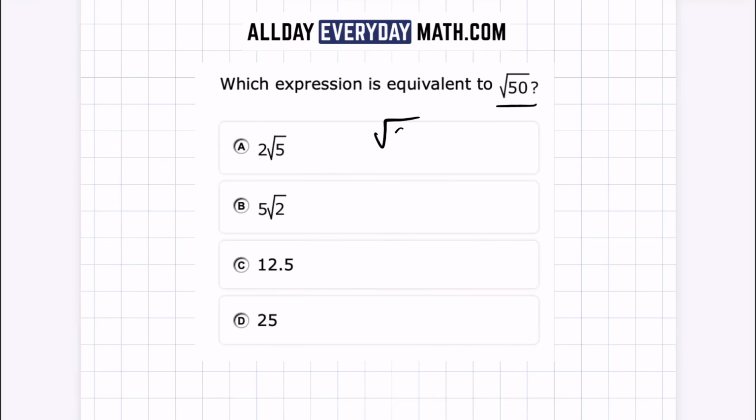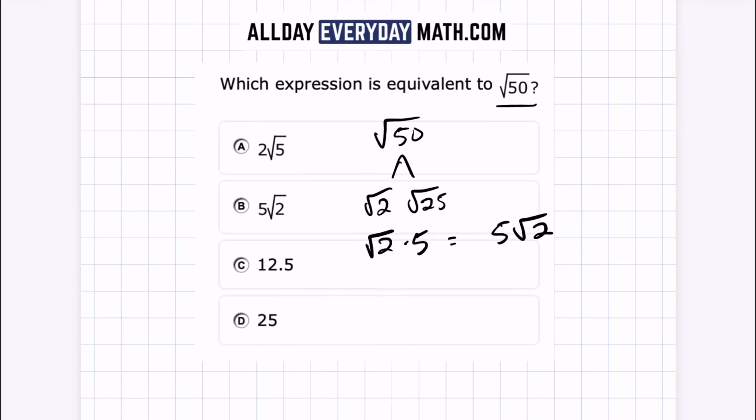So the square root of 50 can be rewritten as the square root of 2 times the square root of 25, because 2 times 25 is 50. So we can't simplify the square root of 2, but we can simplify the square root of 25 because 5 times 5 is equal to 25. So this would be equal to the square root of 2 times 5, which we can just rewrite as 5 square root of 2. So that's the same thing as 5 times the square root of 2.